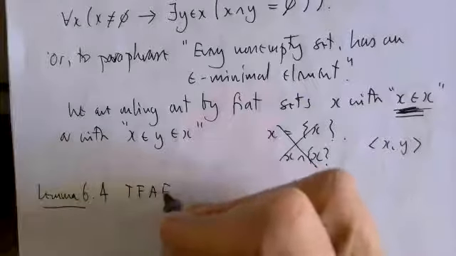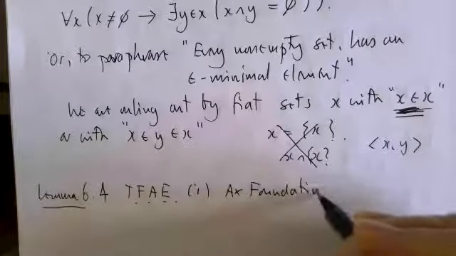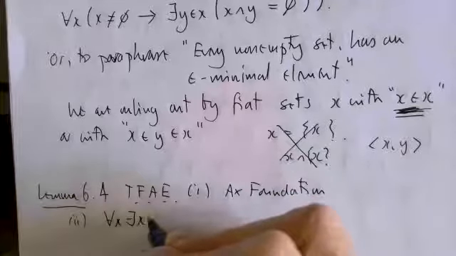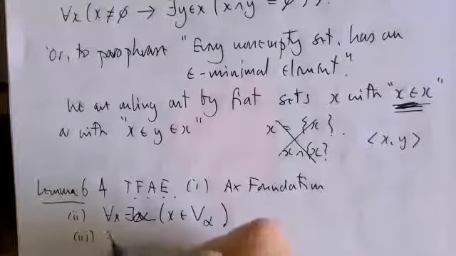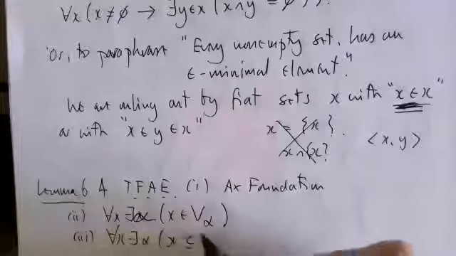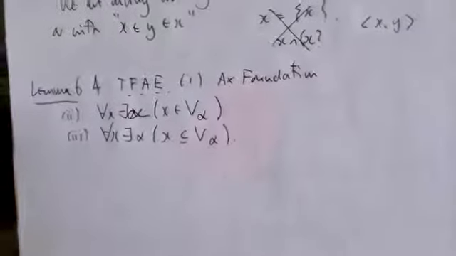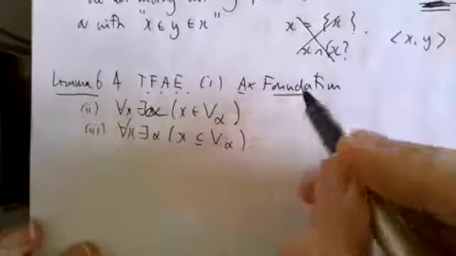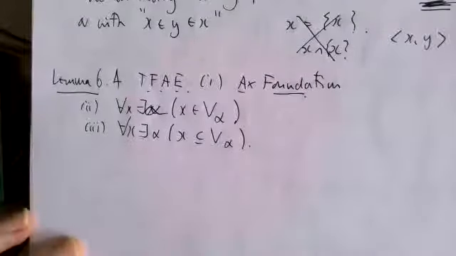Okay, so the following are equivalent. One, this axiom of foundation. Two, for every X, there is an alpha where X is in V alpha. And three, for every X, there is an alpha such that X is a subset of V alpha. So, if this lemma is true, the axiom of foundation forces all of our sets to be in this V hierarchy, right? Which is good, which is what we want. We then get this nice picture of all the sets that there are.